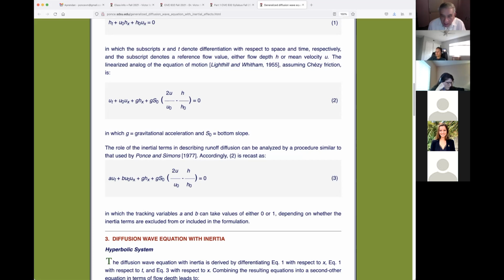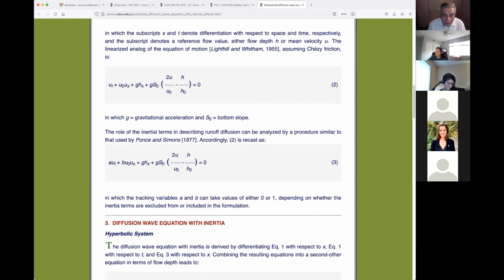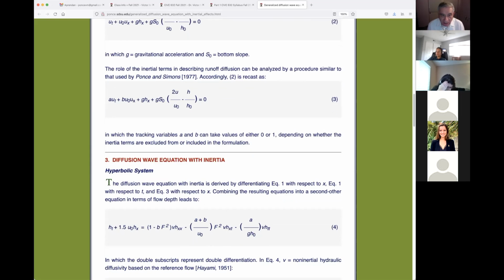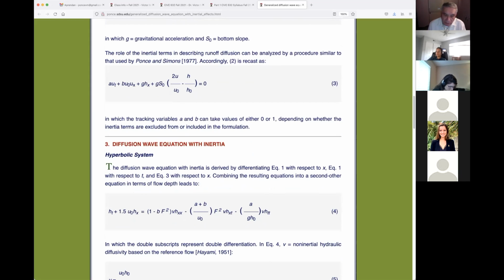So we recast equation 2 with A and B. Equation 2 now has an A in front of the time derivative, or the local acceleration, and a B in front of the convective acceleration. So we run the math, and at the end we can say A equal to 0 or B equal to 0 or both of them equal to 0, and we'll take them out. So 1 puts these terms in and 0 puts them out. That's what we used in much of the work that we have done in this area of wave propagation.